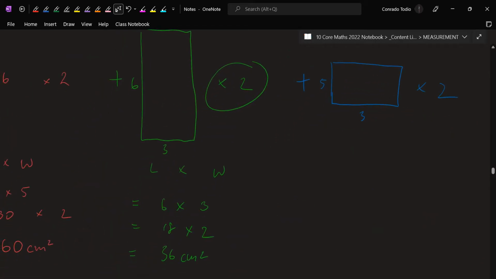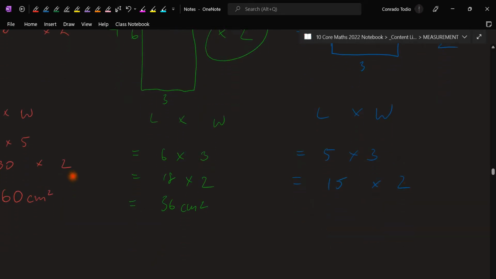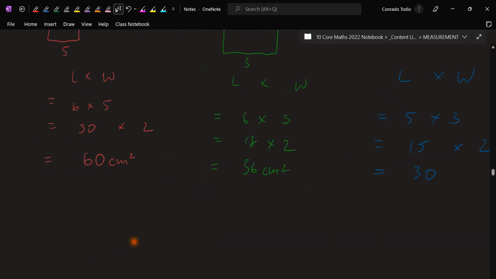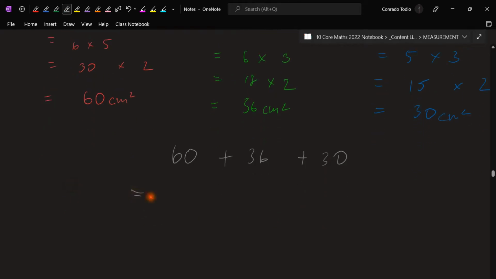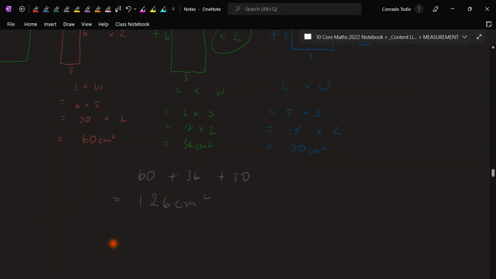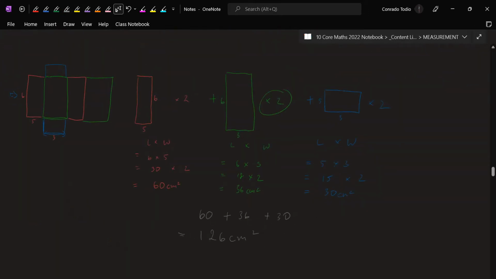Okay, so adding that, it's going to be length times width. So that's going to be 5 times 3, which equals 15. And then multiply it by 2 because there's 2 rectangles, sorry. So that equals 30. So when you add them all together, okay, as a final answer, 60 plus 36 plus 30 equals 126 centimeters squared. Okay, so that's the total area of this shape.